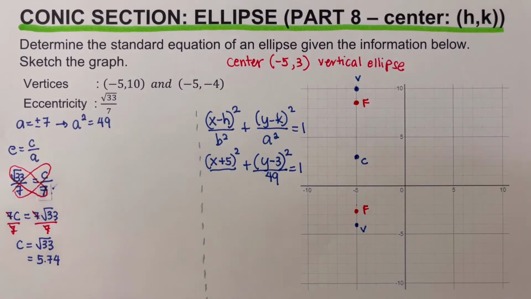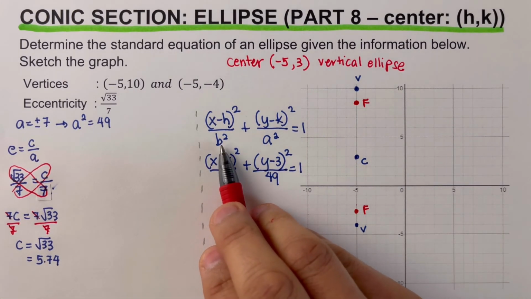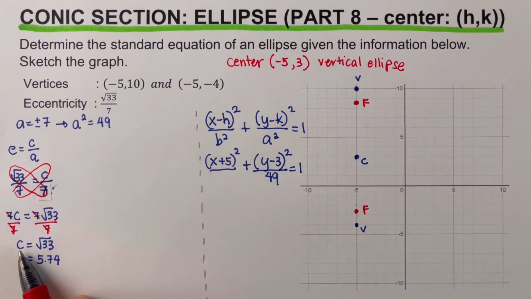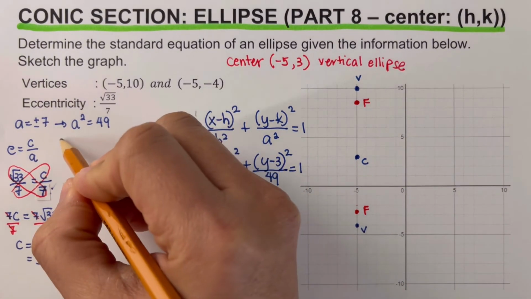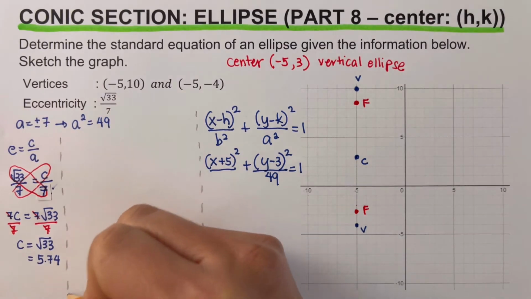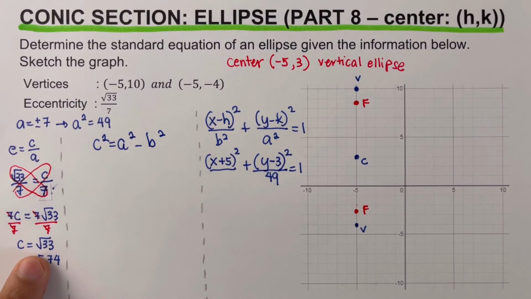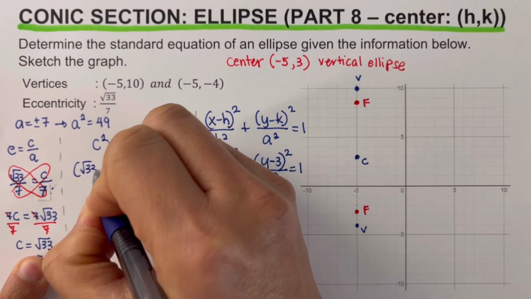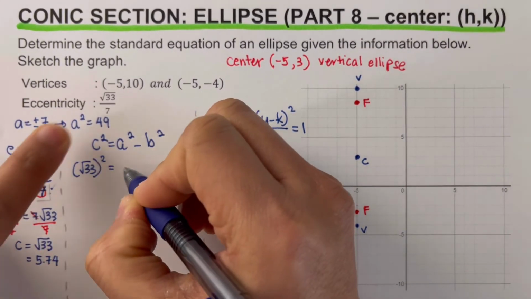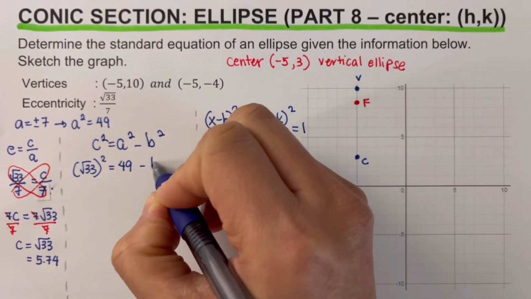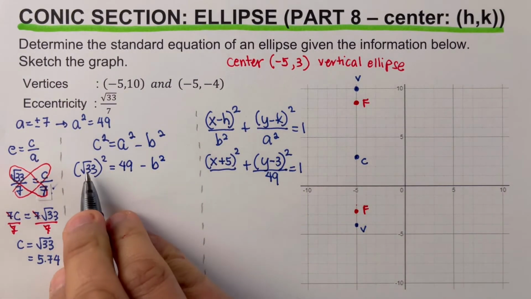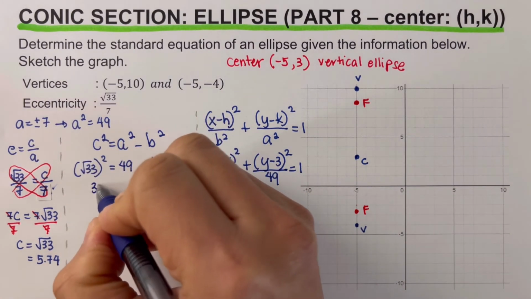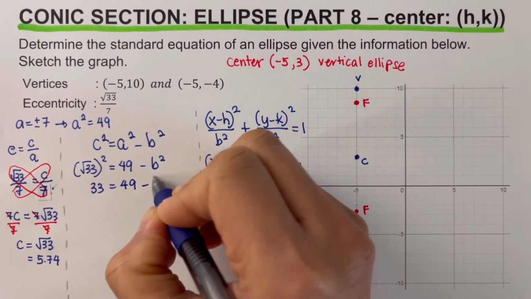Now, we are not done with the equation because we wanted the b squared, but we have the c, we have the a. So we can use the formula c squared equals a squared minus b squared to solve for b squared. So I'm going to go ahead and write that equation up here. We have solved for c, which is square root of 33. So I plug that in here. So square root of 33 squared equals our a squared is 49 minus b squared. Now, we can simplify this. Square root of 33 squared is just 33 equals 49 minus b squared.